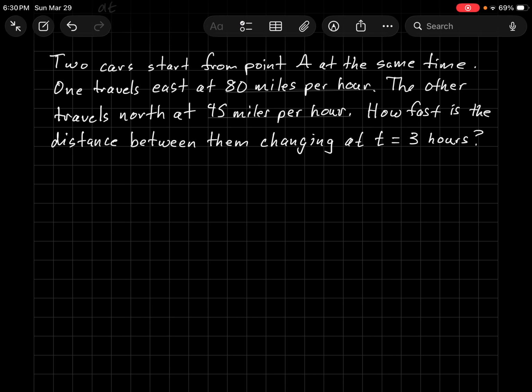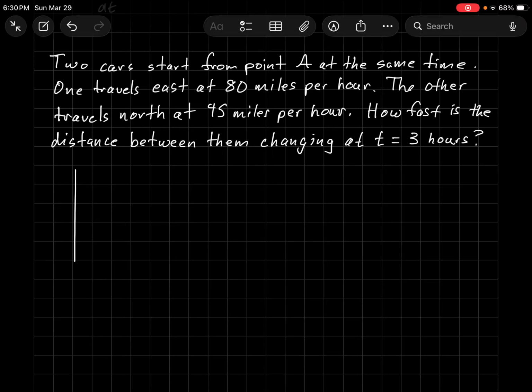One travels east at 80 miles per hour, the other travels north, due north on a straight line, as if that was possible, at 45 miles per hour. How fast is the distance between them changing at t equals 3 hours?